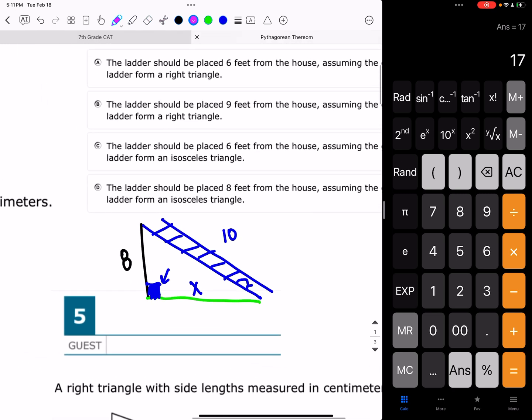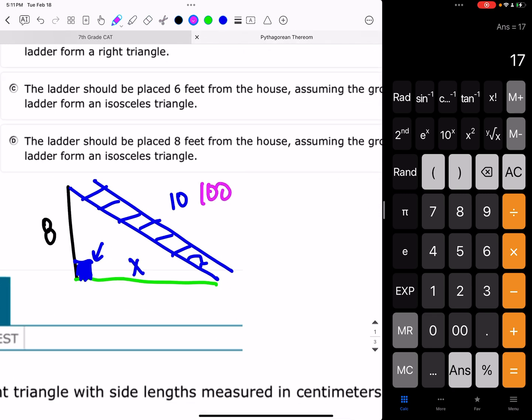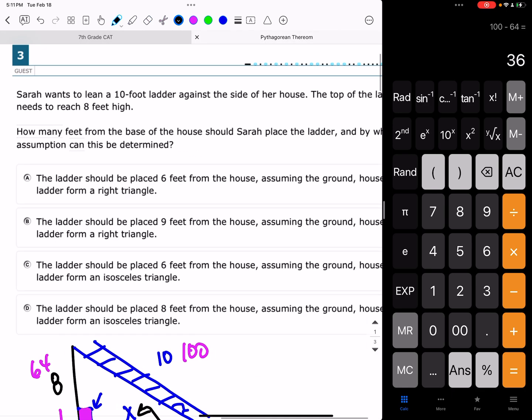Turn them into pink numbers. This is 100. This is 64. But this is the pink angle, so we're not adding these together. It's these two we add together. So we have to subtract to find the missing one. 100 minus 64 is 36. That's the pink number. When we take the square root, the answer is 6. So the ladder should be placed 6 feet from the house.